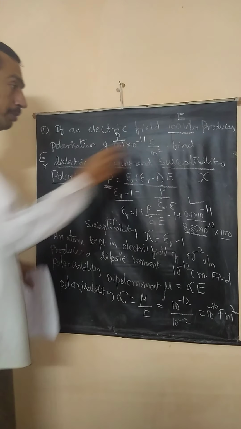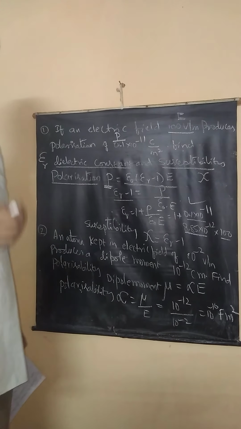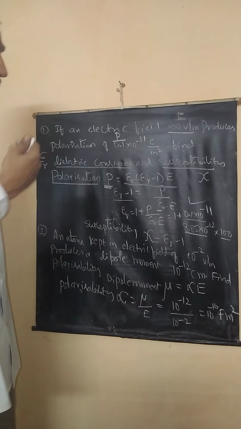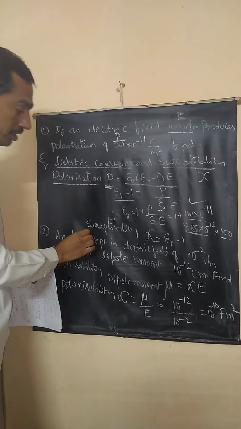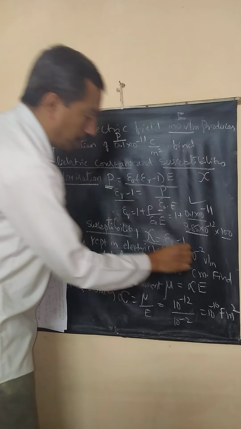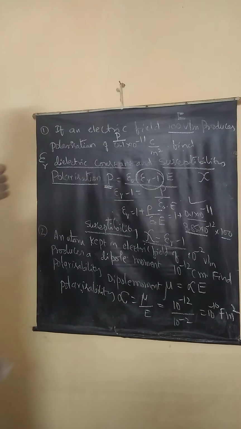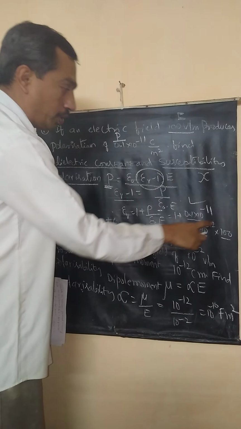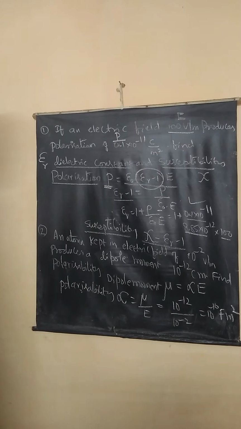Now what is susceptibility? Susceptibility means the ability of a material to get polarized. Permeability means the ability of a material to get magnetized. So this is a dielectric in an electric field, and its ability to undergo polarization, its susceptibility, is given by epsilon r minus 1. This term is called susceptibility. So susceptibility chi is equal to epsilon r minus 1. You get epsilon r from this, minus 1. Do that. This is a very easy question.